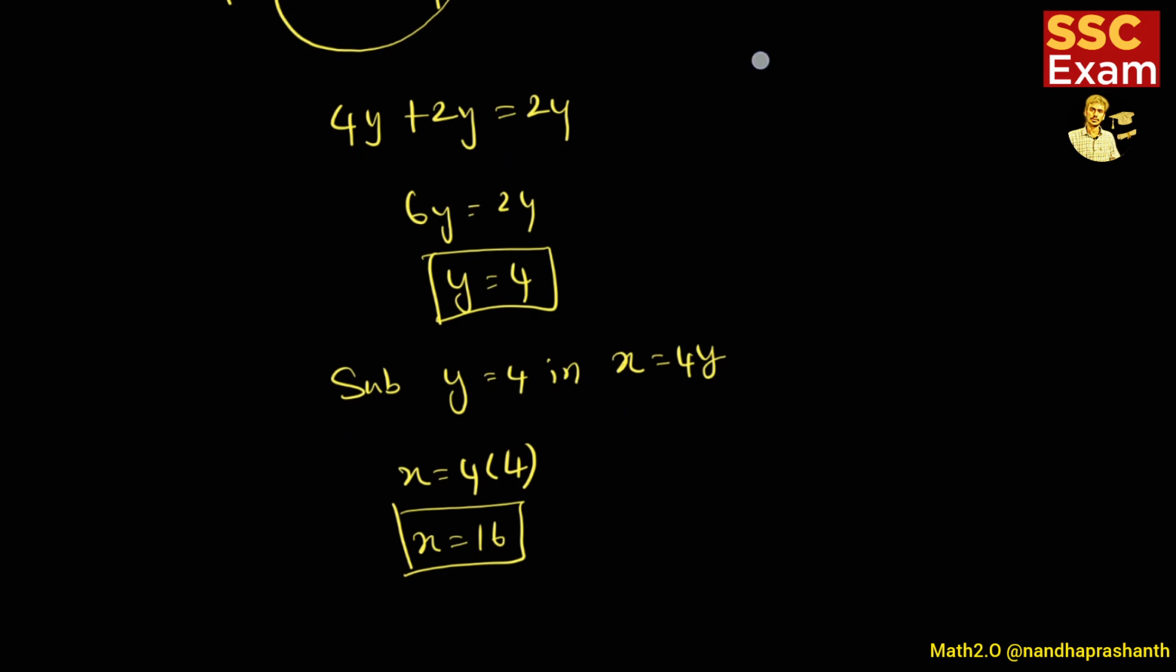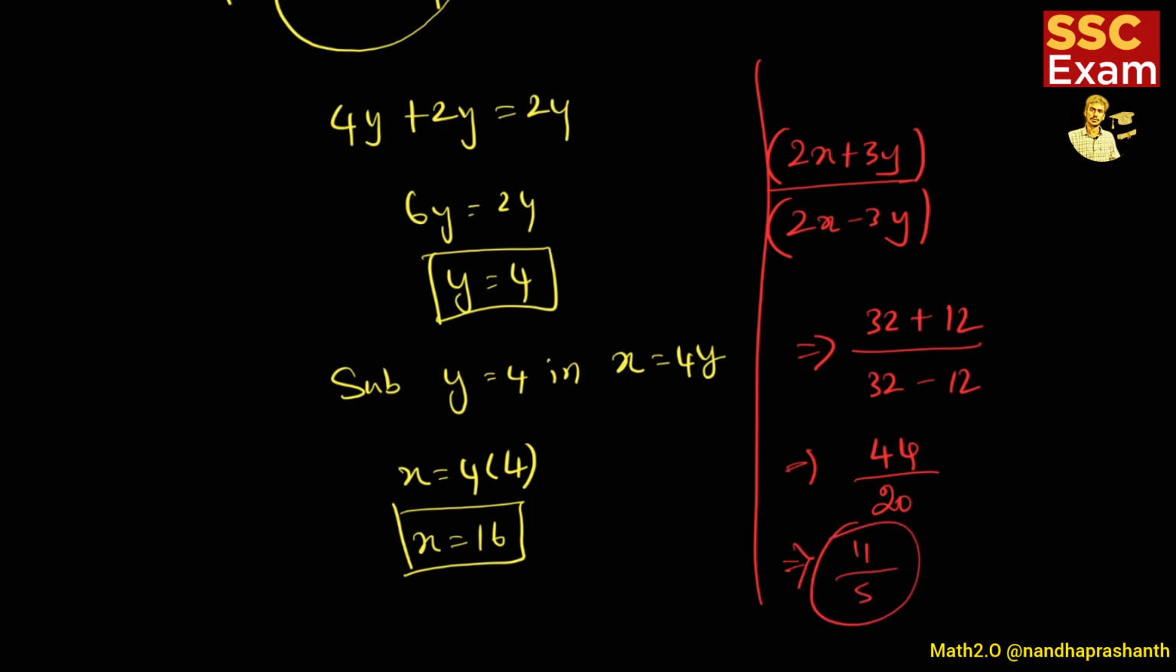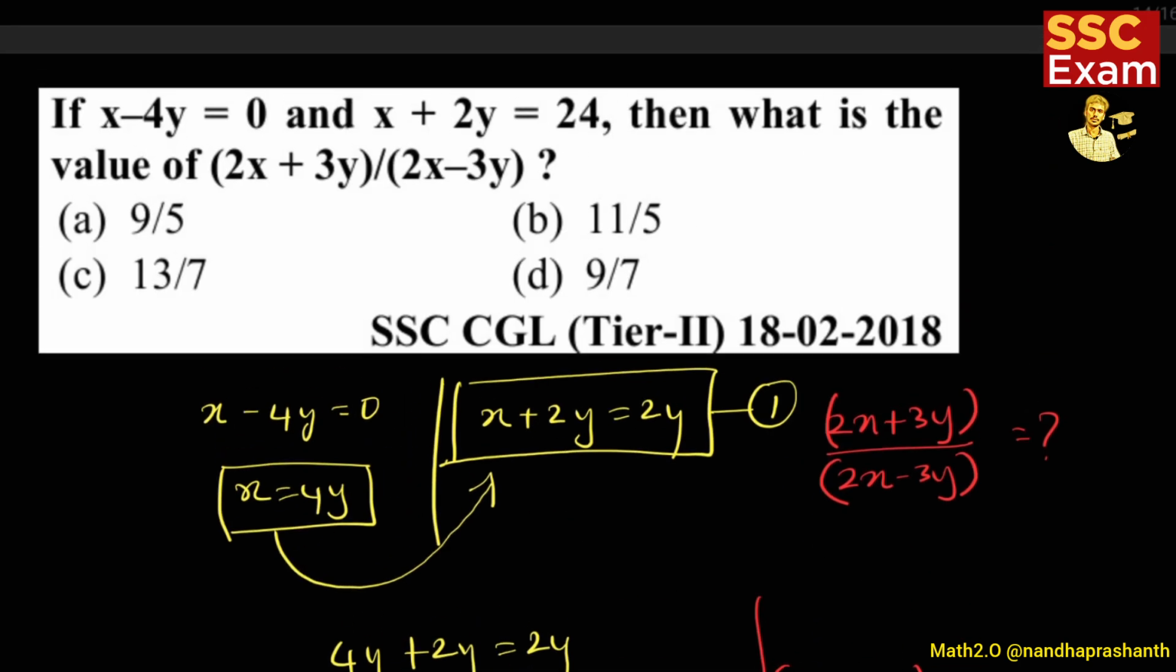value of 2x plus 3y by 2x minus 3y. So 2x is nothing but 2 into x, 2 into 16, that is 32, plus 3 into y is nothing but 3 into 4, that is 12, by here it is 32 minus 12. So I simplify panna, I will be getting 44 by here it is 20. So for 4th table நம்ம cancel பண்ணா I will be getting 11 by 5. So the answer is 11 by 5, option B.